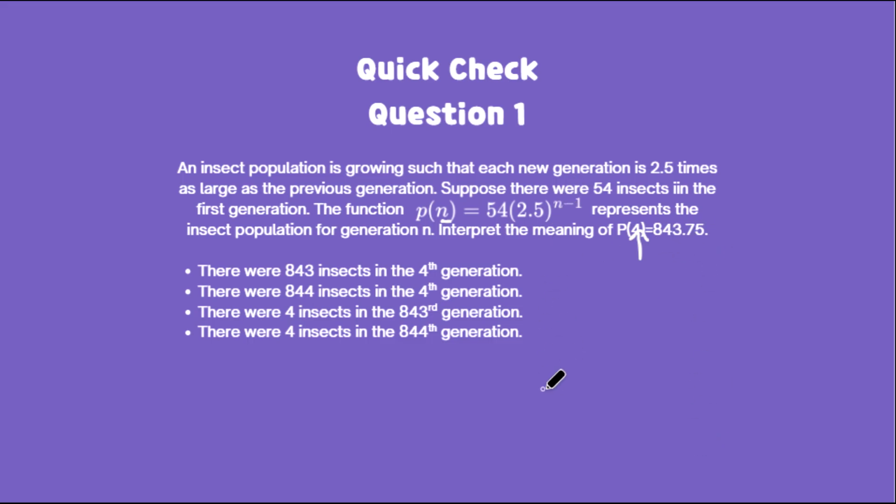So what does that mean down here? There were 843 insects in the 4th generation. There were 844 insects in the 4th generation. There were 4 insects in the 843rd generation, or there were 4 insects in the 844th generation. So what you need to decide is which of these numbers, the 4 and the 843, is the generation and which is the population. And then you need to decide, is it appropriate here to round this up or down?